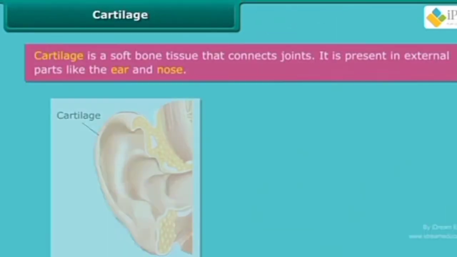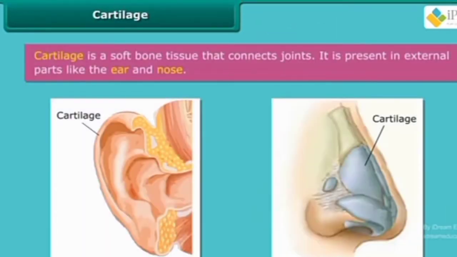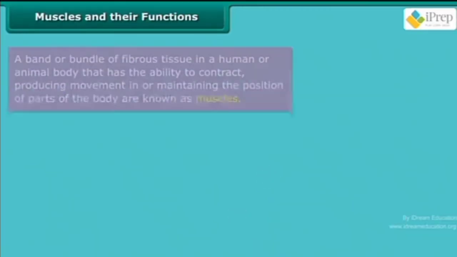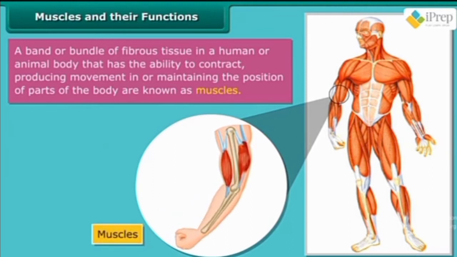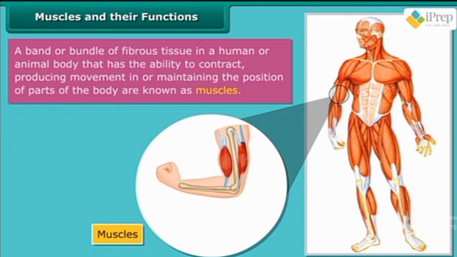Cartilage. Cartilage is a soft bone tissue that connects joints. It is present in external parts like the ear and nose and their functions. A band or bundle of fibrous tissue in a human or animal body that has the ability to contract, producing movement in or maintaining the position of parts of the body are known as muscles. The movement of the body is controlled by alternate contractions and relaxations of two sets of muscles.